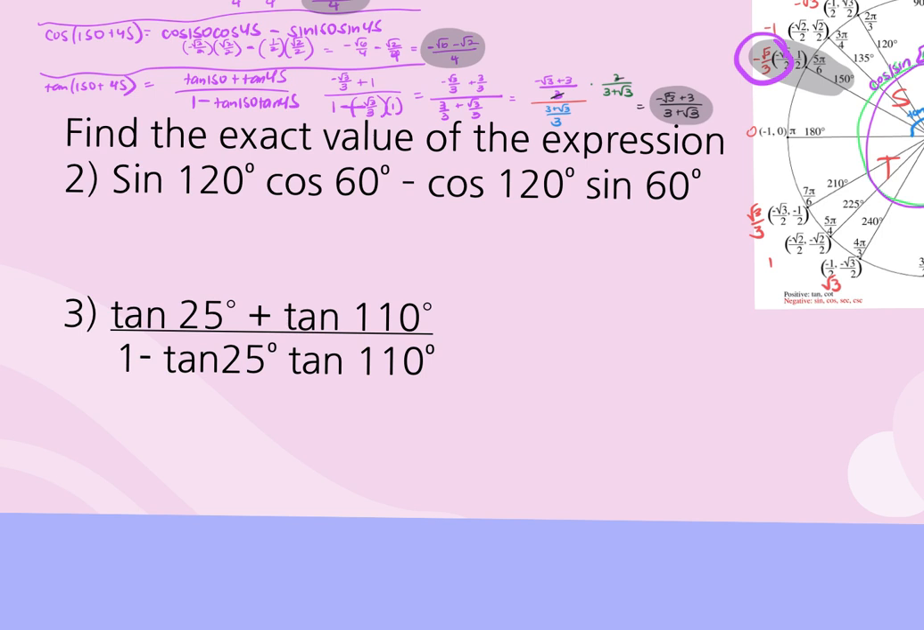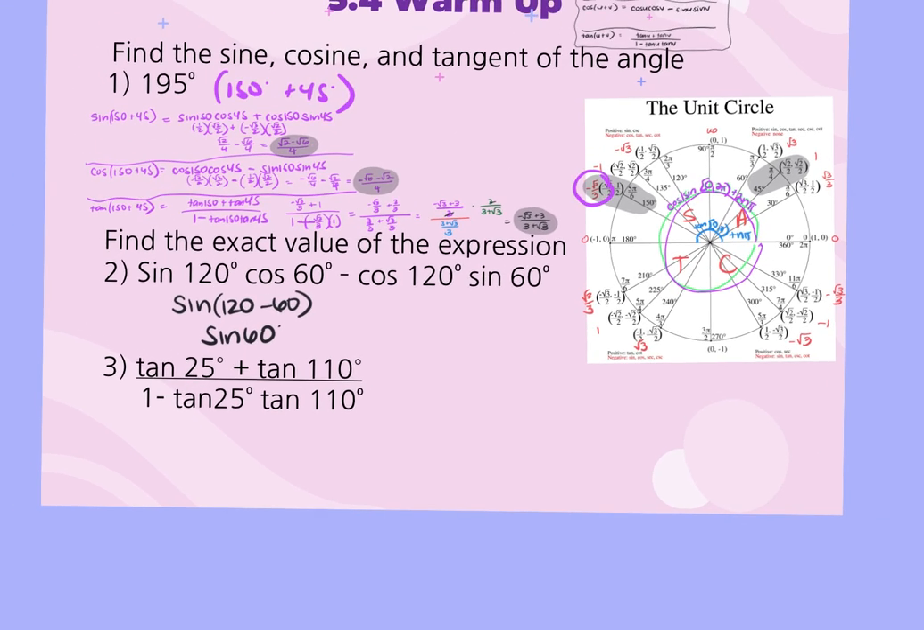All right, 2, find the exact value of the expression. So sine, cosine, cosine, sine is what pattern? Sine. And with sine, do we keep the sign or flip it? We keep it. So I'm going to do sine of 120 minus 60, and I get sine of 60. And what is the sine at 60 degrees? Good.